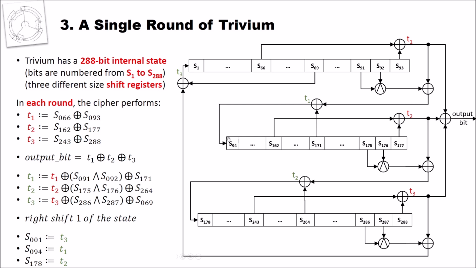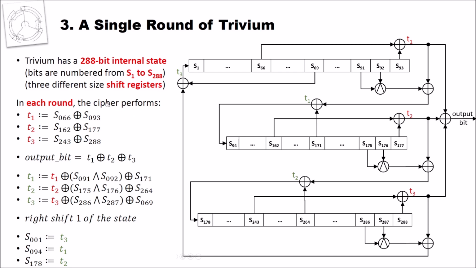Then we have a second shift register from S94 to S177. And we have a third shift register from S178 to S288. And as you can see, these shift registers are connected with some logic gates. How does this work? You can put this drawing here or this graph into equations, and in each round the cipher performs the following steps.